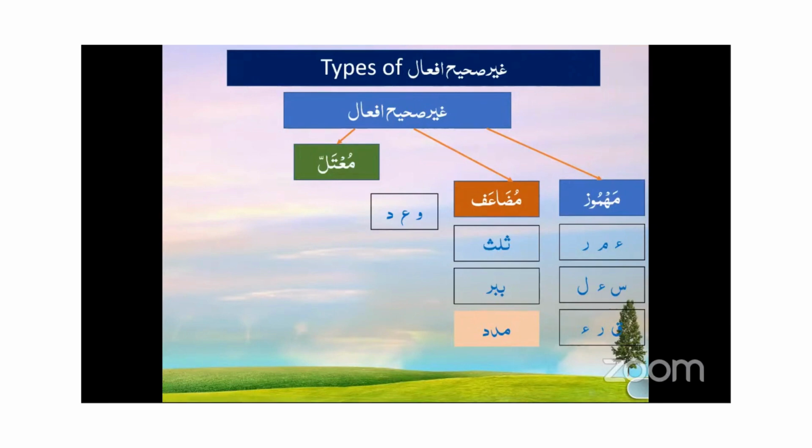Brother, can we pronounce that mu'attal or mu'tal? Yeah, you're right. It's mu'tal. Okay, sorry, I pronounced it wrong. Jazakallah for correcting.